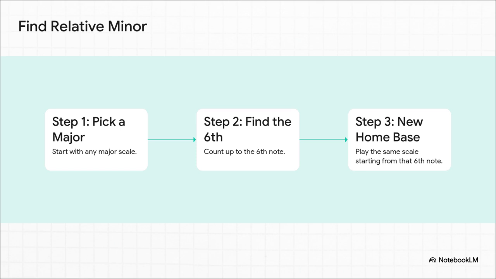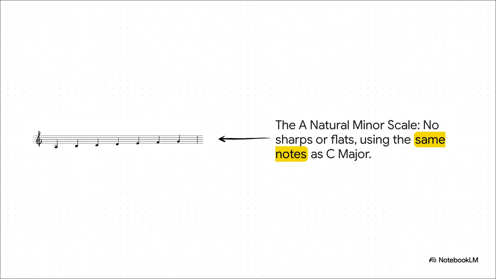Like with C major, the sixth note is A. Start on A, and you're playing A natural minor. Simple as that. And here it is, the A natural minor scale. Take a look. No sharps, no flats. It uses the exact same notes as C major. It just feels totally different because A is our new home base.